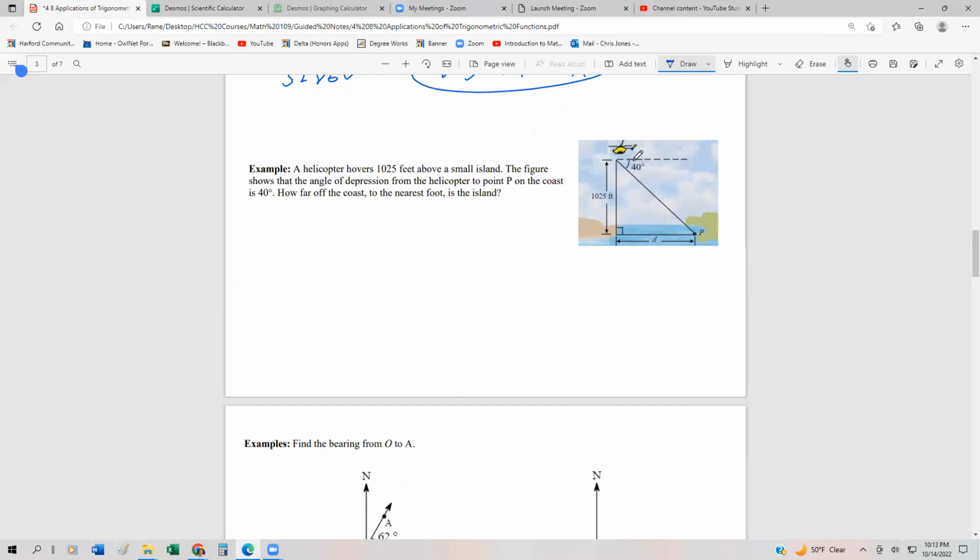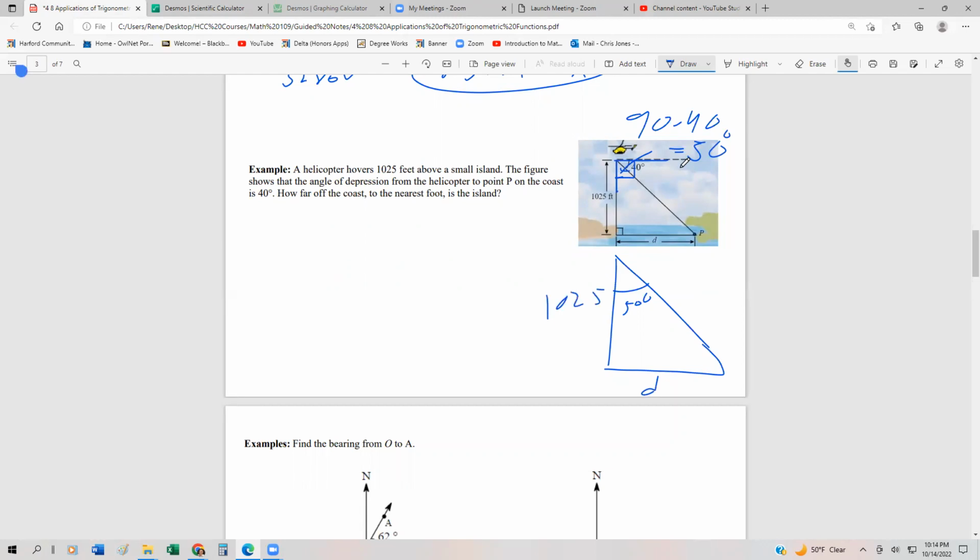One thing to note is that from this perpendicular right here to here is a 90-degree angle. And so if we know that this is 40, the remainder of the angle is going to be 90 degrees minus 40 degrees, or 50 degrees. And so that's the angle that we're working with. If we just take a cross section of what we have, this is really a 50-degree angle. We know that this is the distance d we're looking for, and this is 1025.